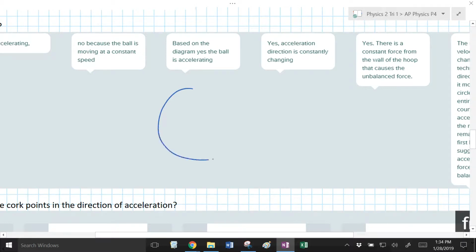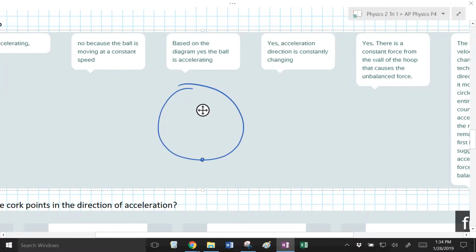So if you think about this thing as it goes around in the circle, if we look at its velocity at this position, that velocity would be tangent to the circle.